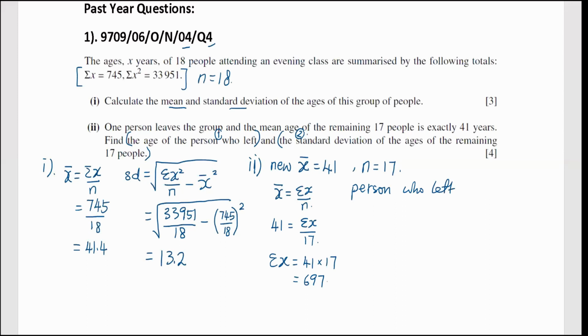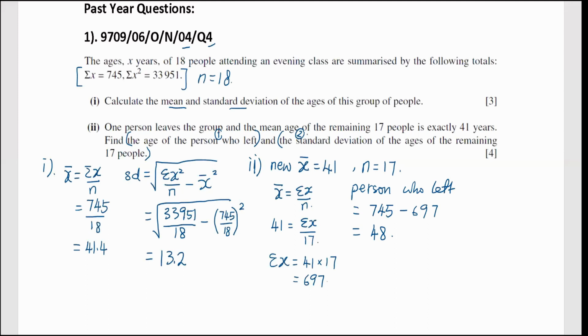So for the age of this person, we take the original 18 people's total ages, the sigma x, 745 for 18 people. Then we subtract the total ages of these 17 people. That is how we can determine the age of the person who left. And we managed to get 48 years. All right, so by now we have determined that the person who left is 48 years old.